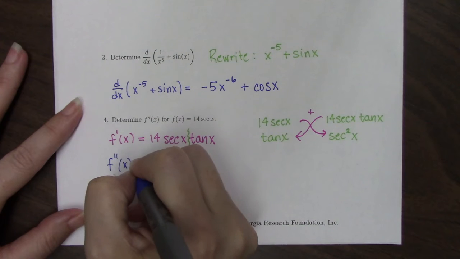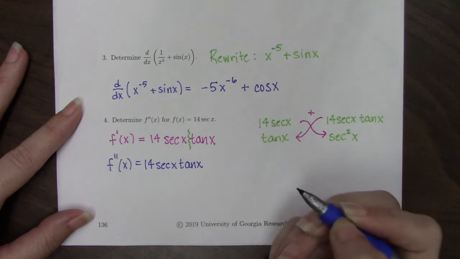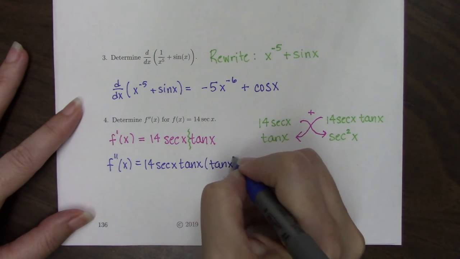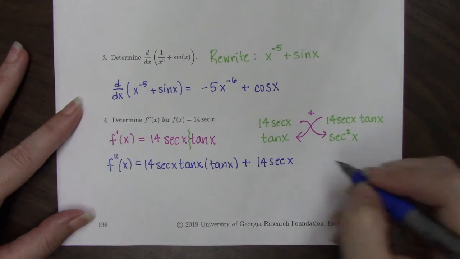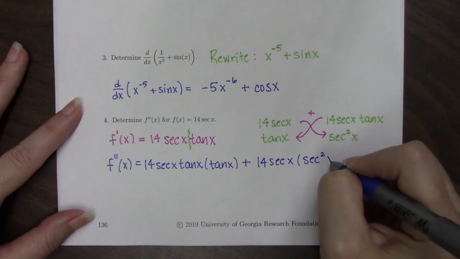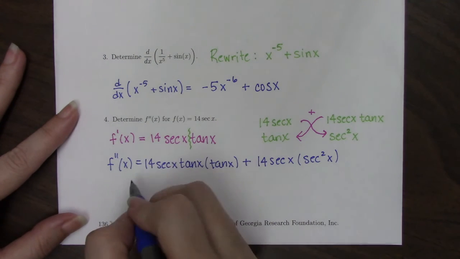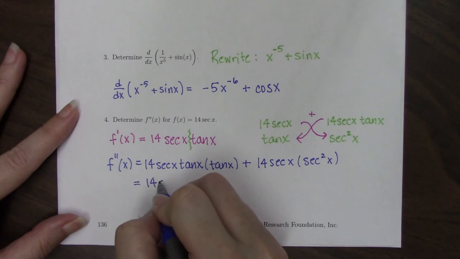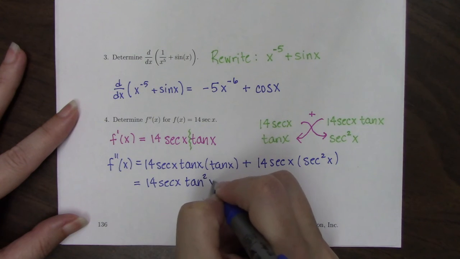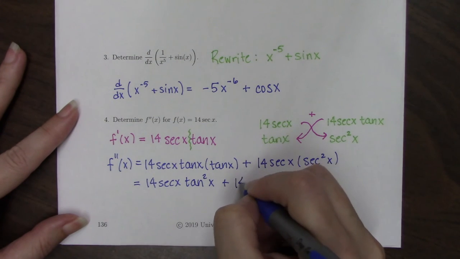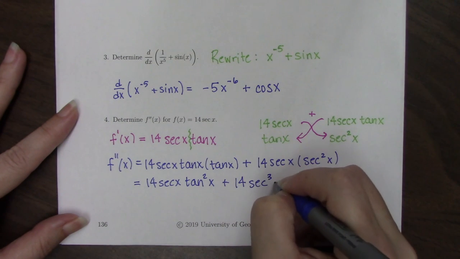So my second derivative is 14 secant x tangent x times tangent x plus 14 secant x times secant squared x. So it's perfectly okay to leave it here, but it might look a little nicer to just clean this up a bit. So we have 14 secant x, and tangent times tangent gives us tangent squared x, and then we have another 14 secant x times secant squared, so that's secant cubed x.